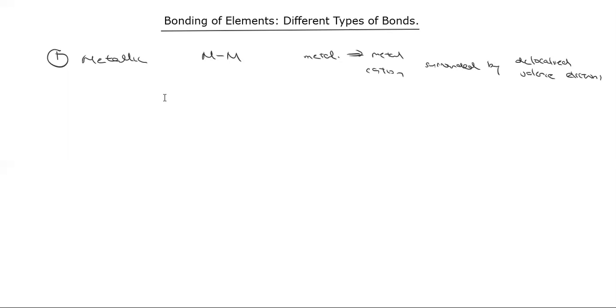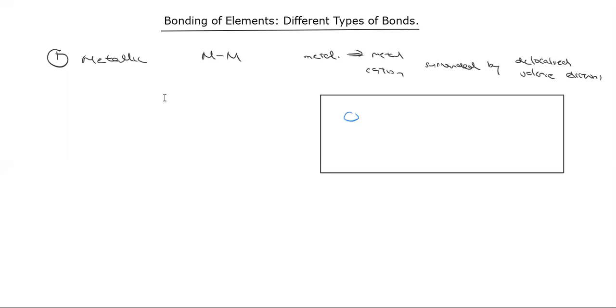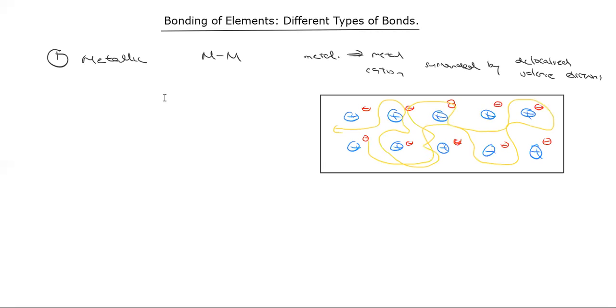So basically, you've got your metal. All of these become cations. So basically, oxidized is cations. And then these electrons move around randomly. And that therefore allows you to form a metallic bond between the cations.